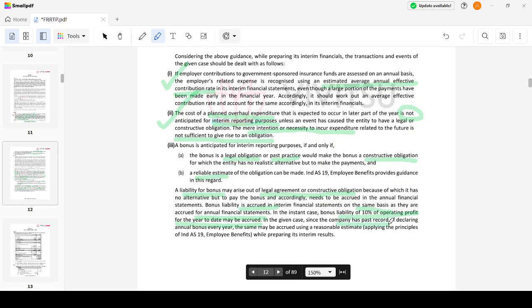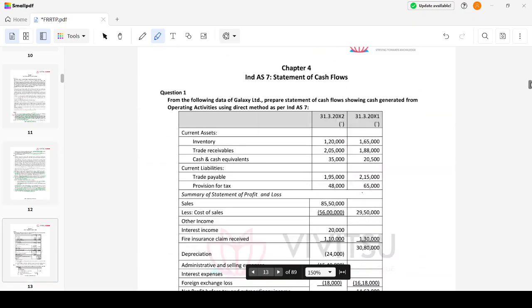Since the company has the past record of declaring the annual bonus every year, the same may be accrued using a reasonable estimate while preparing the interim financial reporting. Which means for the current period, based on reasonable estimates, I have to estimate 10% of operating profit as bonus and accrue it, because I have a constructive obligation; it has created an expectation in the minds of the employees because of my past practice. Till now we have completed that.